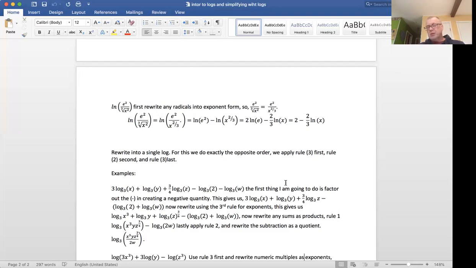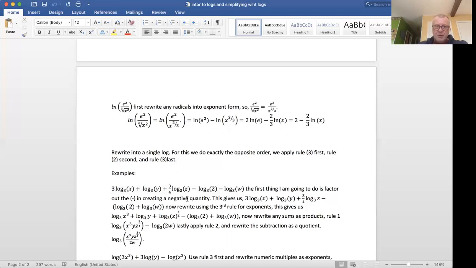And then lastly, the subtraction part: write a single log, positive part over the negative part. So let's take a look at an example. We have 3 log base 3 of x plus log base 3 of y plus 3/4 log base 3 of z minus log base 3 of 2 minus log base 3 of w. What a mess. We're going to write this as a single log eventually. How do we get there?